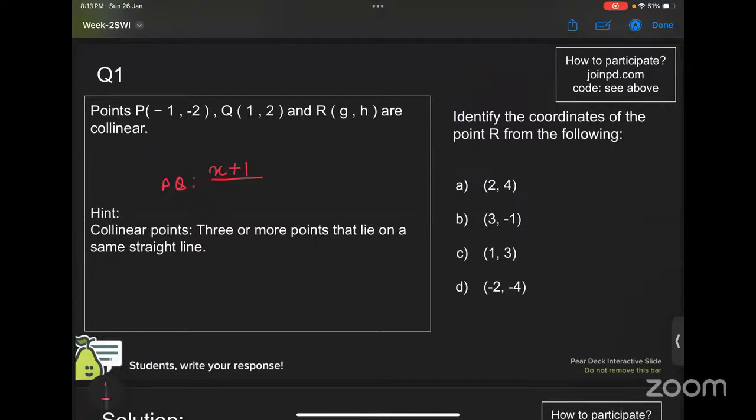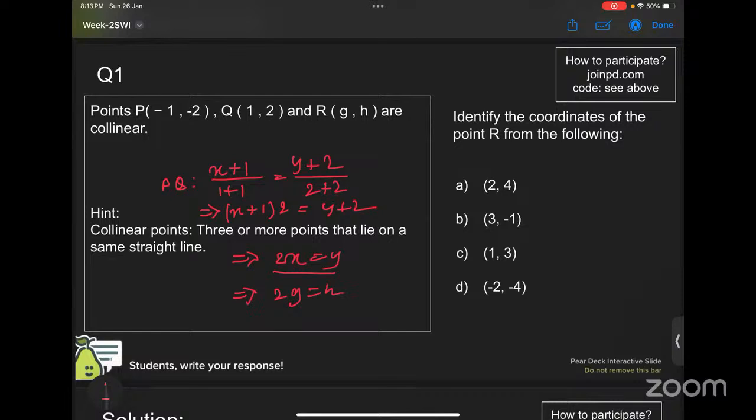So we have (x plus 1) by (1 plus 1) equals (y plus 2) by (2 plus 2), right? If we simplify it, we get (x plus 1) into 2 equals y plus 2. In the result, we will get 2x equals y, right? The 2 and 2 will be cancelled out from both sides. So this is the equation of the line. We know that P, Q, R, these 3 points are collinear. That means R will satisfy the equation of the line. So we can write 2G equals H, right? That means we have the condition between G and H.